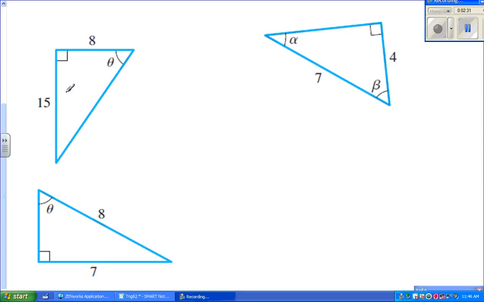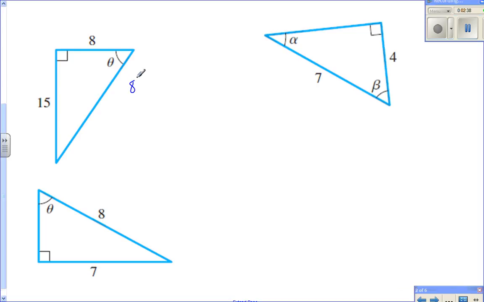Okay, so if we look at our next one, the first thing that you have to do is figure out what the hypotenuse is. So we would have 8 squared plus 15 squared equals the hypotenuse squared, or you can do c squared because it's the Pythagorean theorem. So then we would have 64 plus 225, which would give us the square root of 289 for h. So we get that h equals 17.